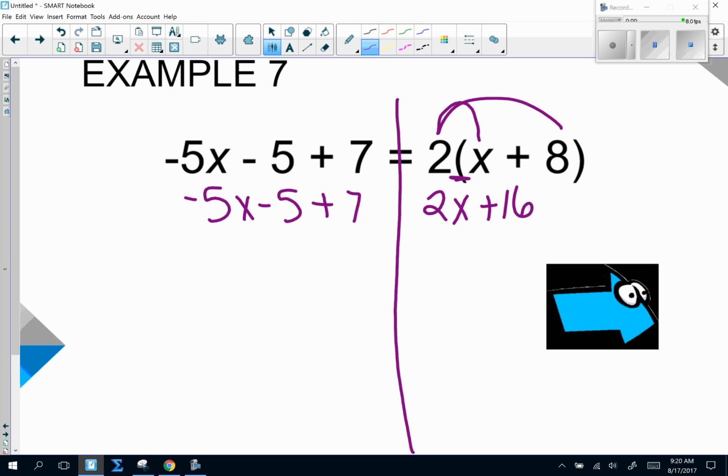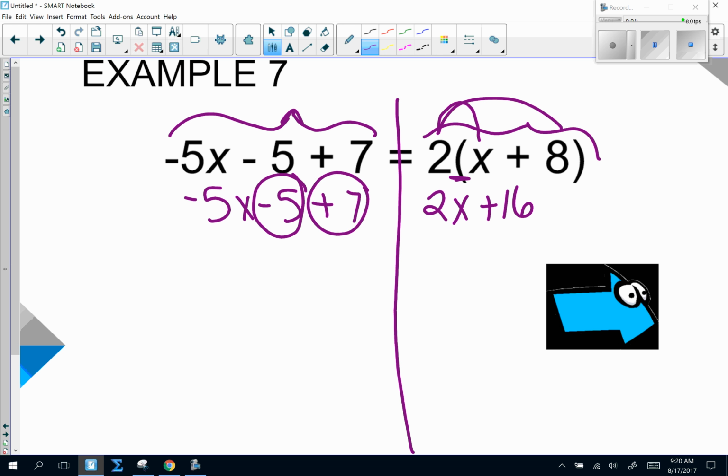Second thing I look for is combining like terms. So remember, you can combine like terms when they're over here. I can combine anything that I can, or on this side. I cannot cross the line. So on this side, I have negative 5 plus 7 that are like terms.